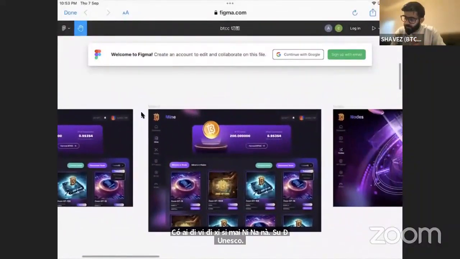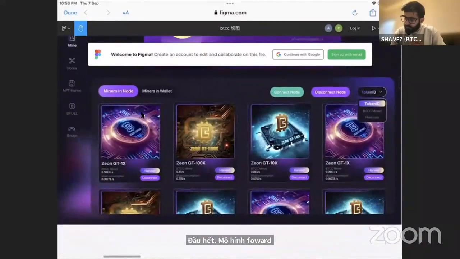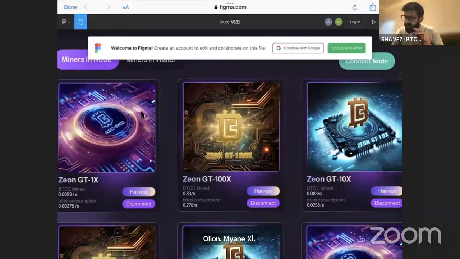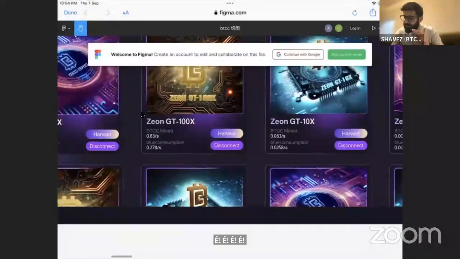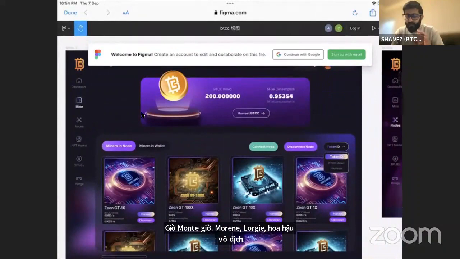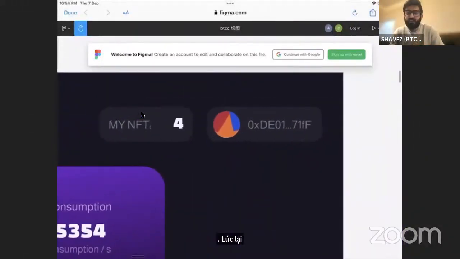Okay, moving forward, you see, you can click on harvest or you can click on disconnect individually. All your miners, see, 1x, 100x, 10x, you have 1x, you have more NFTs. This is how your DApp will look like. And it's automated. You see, this is your wallet address. This is your MetaMask wallet, and it's connected to your MetaMask. When it's connected to your MetaMask, it will automatically pick up everything. When it's showing your address, it's connected. When it's not showing your address in the DApp, you will get a button to connect.